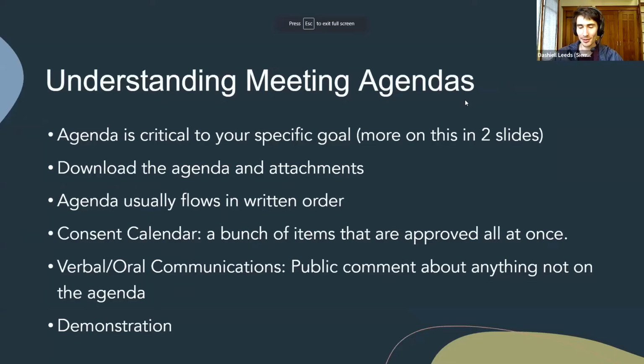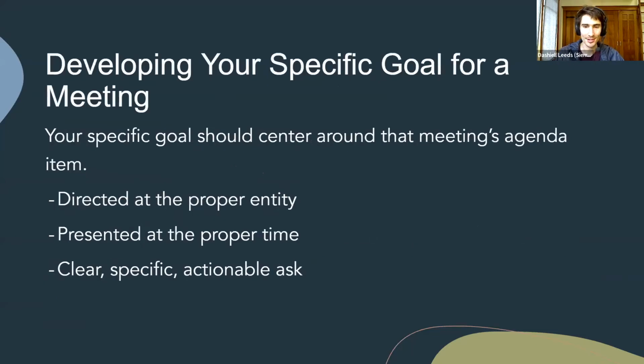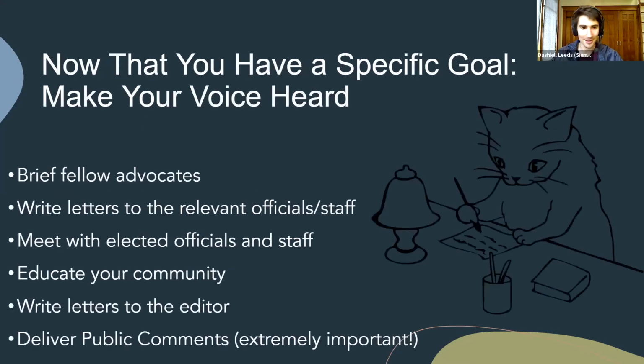Agendas are absolutely critical to planning for what you want to talk about, because you want to know what the city's actually going to be voting on to be able to plan how to influence that. So again, your specific goal for a meeting should be directed at the proper entity, presented at the proper time on the agenda, and it should be clear and specific and relevant to the agenda. So yeah, you have your goal, you've downloaded the agenda, you know what's coming up in that city council meeting in a few days. What can you do before then?